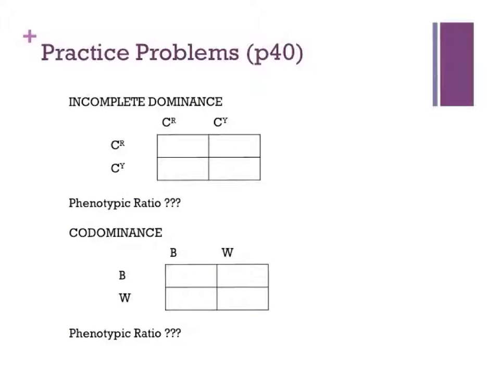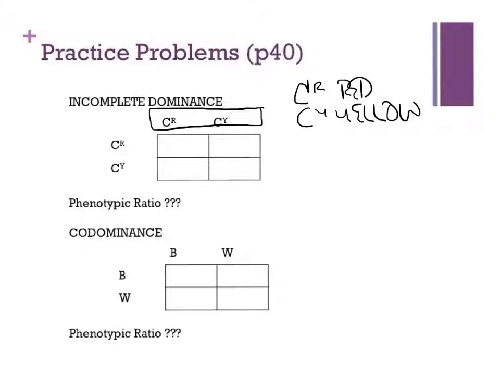So let's take a look at some of these practice problems and see if we can figure out what's going to happen here. First of all, if it's incomplete dominance, and we're going to say that CR is a red flower and CY is a yellow flower, what's going to be the phenotype of this parent here that is CR CY? Well, if it's incomplete dominance, it's blending, and so that's going to be a parent with an orange flower. Likewise over here, CR CY, since it is heterozygous and it is incomplete dominance, the red and the yellow will be blended and you'll have orange flowers.